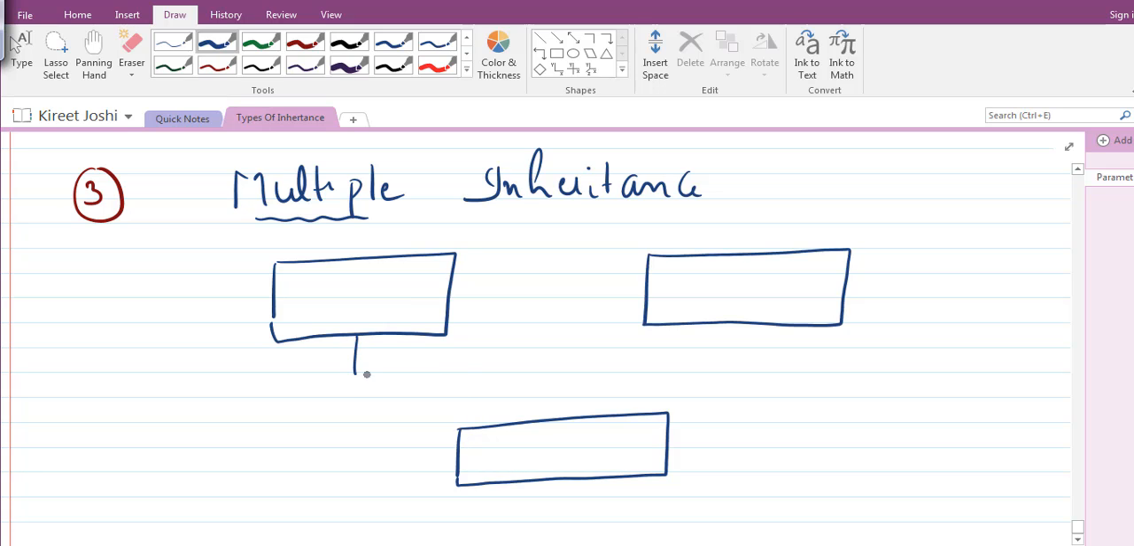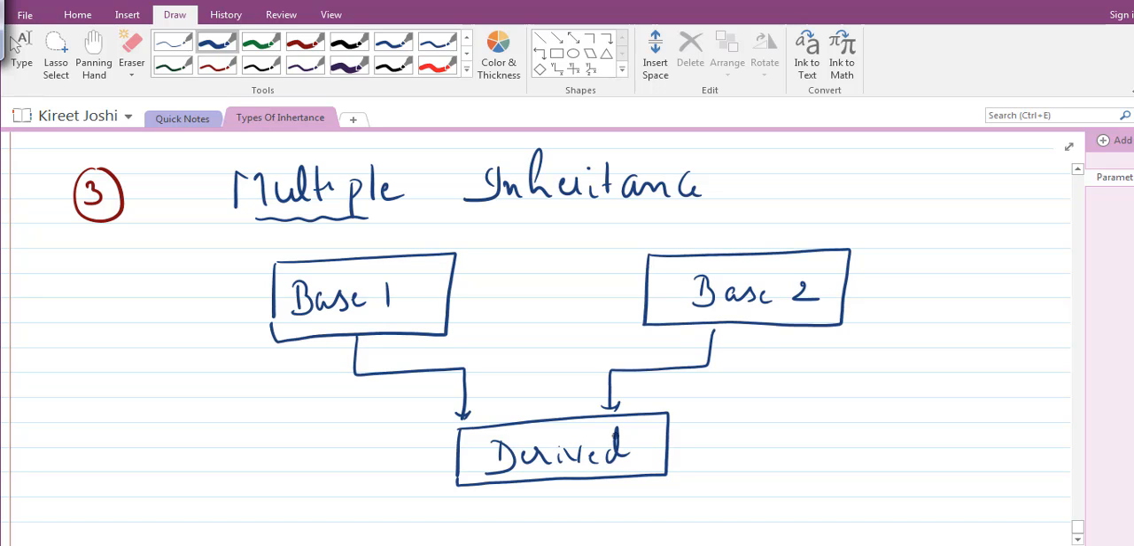So you can say this is parent 1 and this is parent 2. So this is base 1 and this is base 2, and this is the derived class. So this derived class will contain the functionalities of both the parents. That is, it contains the functionalities of base 1 as well as the functionalities of base 2.